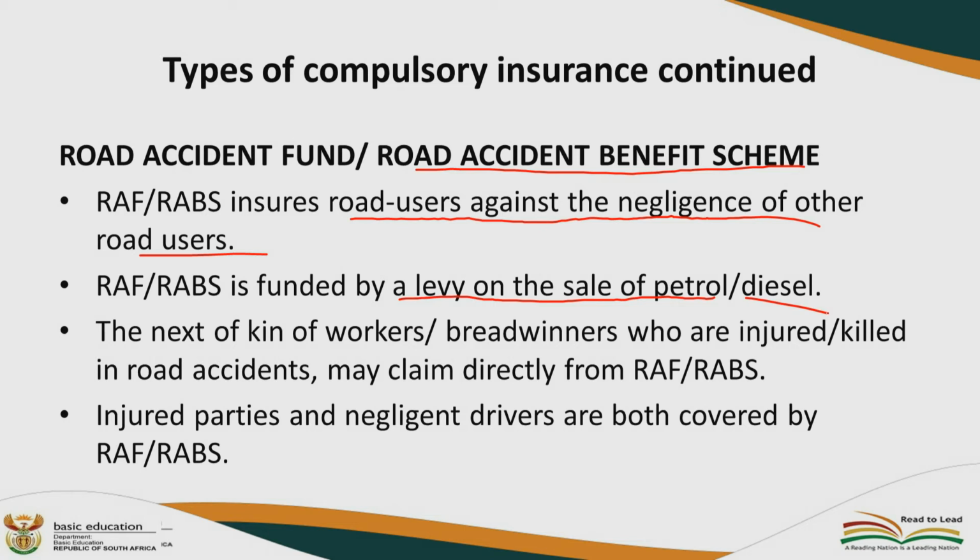The next of kin of workers or breadwinner or family member who are injured or killed in the road accident may claim directly from the RAF. Why are we paying as drivers? Because if you're involved in an accident, we don't want to pay the person that is injured, but rather that person must claim from the Road Accident Fund. So that's how it comes in handy.